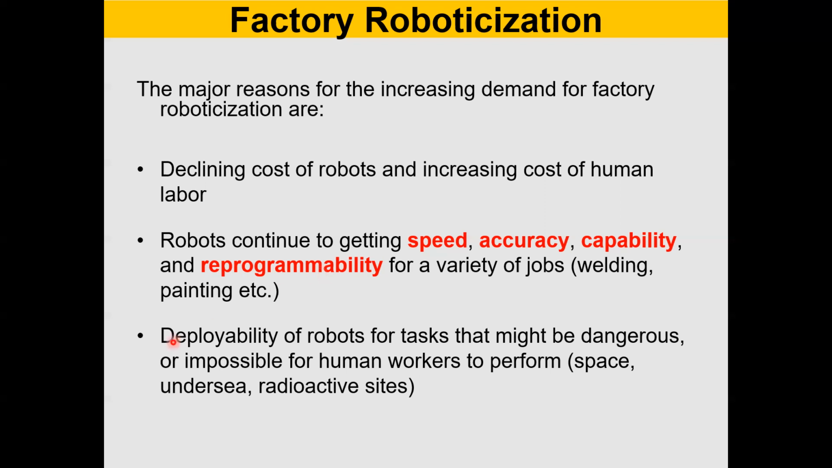Like that. Then the last point is deployability of robots for tasks that might be dangerous or impossible for human workers to perform. Like in space applications, you can't send people. You need to have robots there. And undersea exploration and search, you need to have robots. And in radioactive sites, and nowadays, COVID infected areas, you saw some of the robots in hospitals serving food to patients.